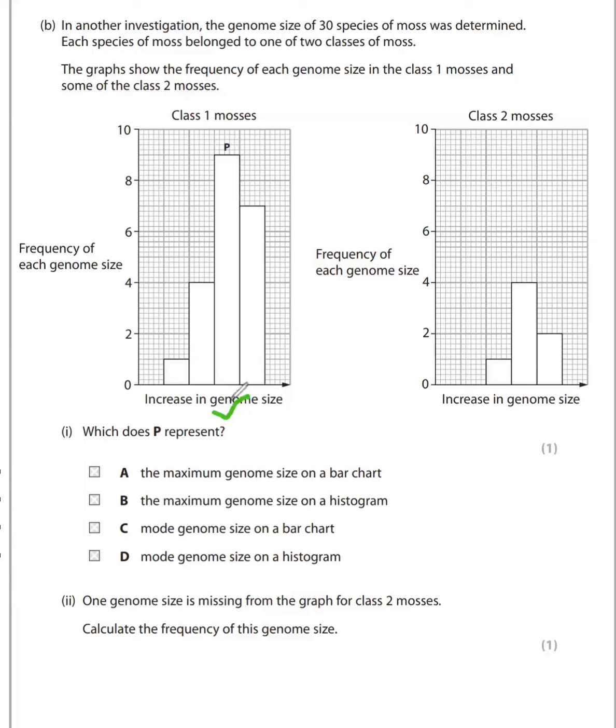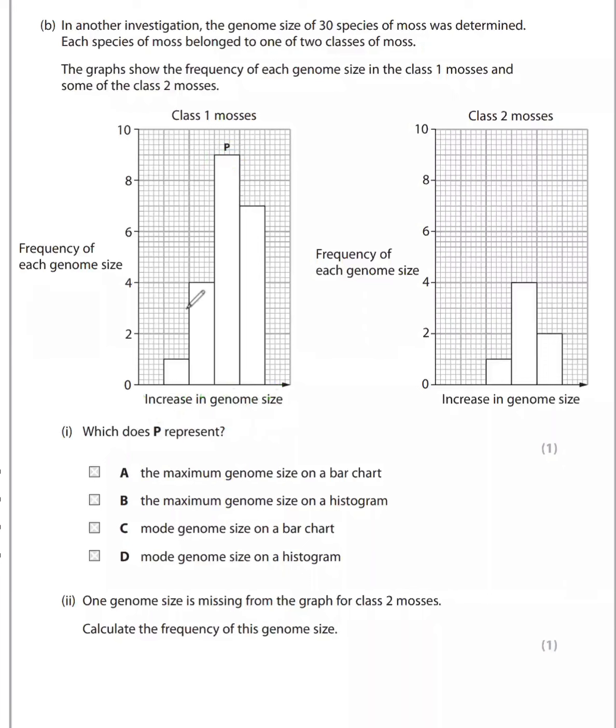So yes, this genome size is most frequent. It is showing the increase in genome size: 1, 2, 3, 4, 5. So it is showing that genome size 4 is the most frequent one. That means this graph is simply showing the genome size and the frequencies in terms of a histogram. Okay, so the answer will be D.